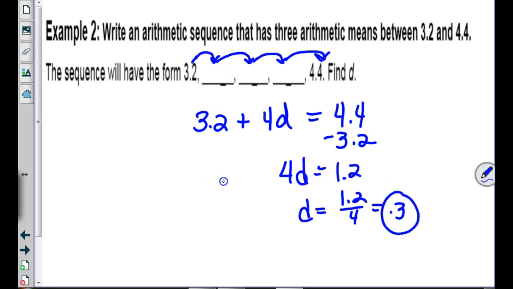Then if we went back and filled those terms in, they're usually going to ask for the missing terms, not just what D is. But this is kind of self-checking, right? Because if we do it right, we should get to 4.4. So if we add 0.3, we'd have 3.5. We add 0.3, we'd have 3.8. Add 0.3, we'd have 4.1. Add 0.3, we'd have 4.4. We good? So it should be self-checking as long as we're remembering arithmetic means we're adding.